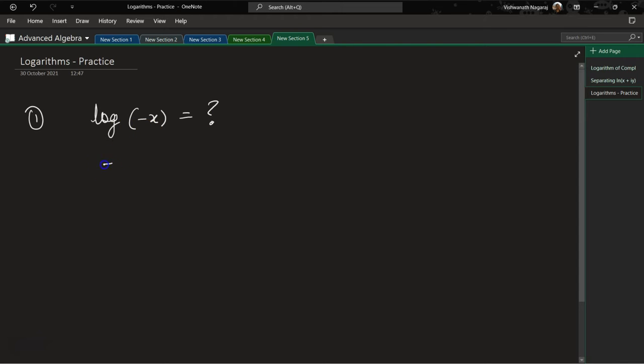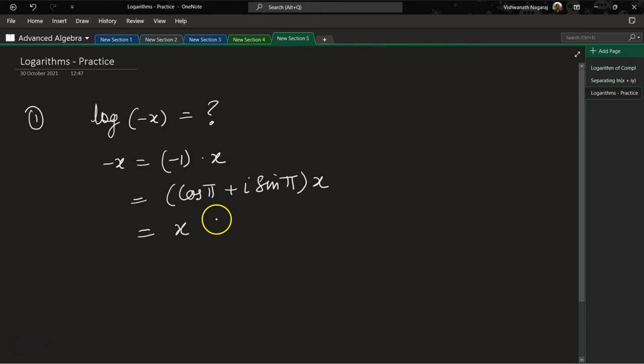Now minus x can be written as minus 1 times x, and this minus 1 can be written as cos pi plus i sin pi, because cos pi is minus 1, sin pi is 0, so it works out to minus 1 times x. Now this cos pi plus i sin pi can also be written as e to the power of pi i, so minus x is x times e to the power of pi i.